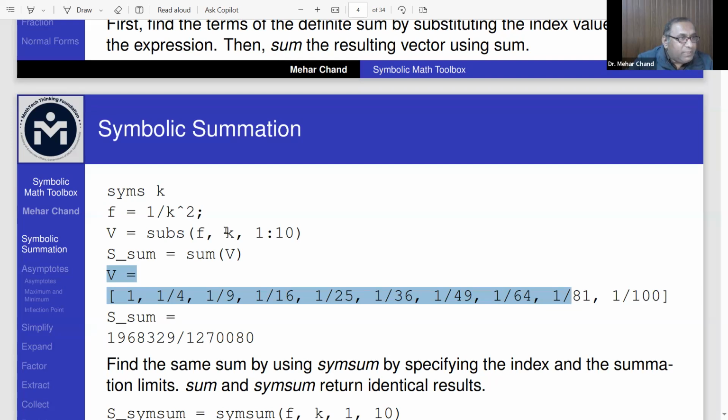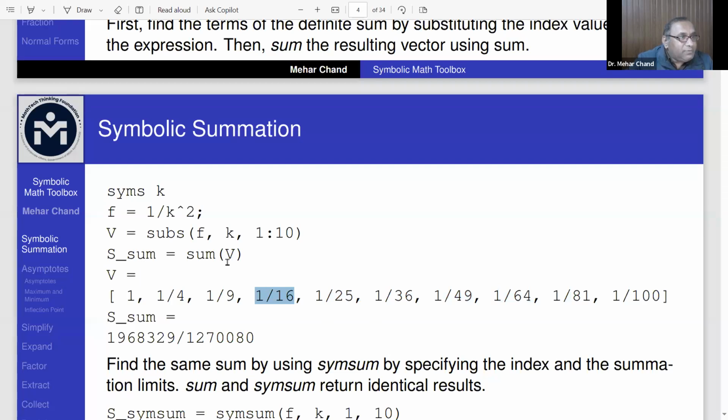First, it will take 1, then 2, 3, 4, 5. When you have the value 1, then it will be 1. And when the value of k is 2, then it will return 1 by 4. This is the value for 3, this is the value for 4, and so on.